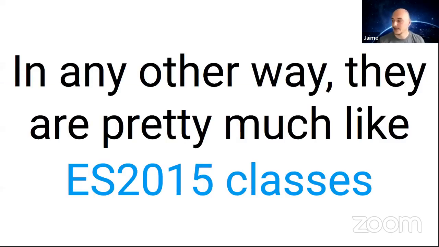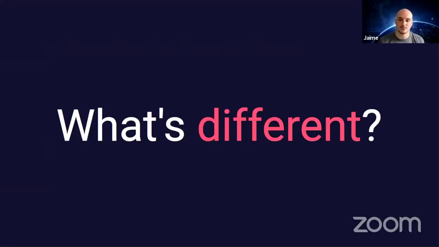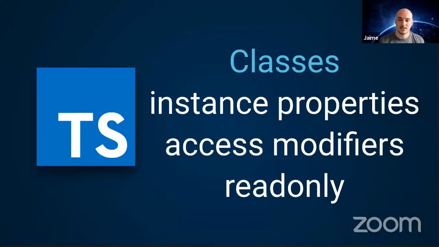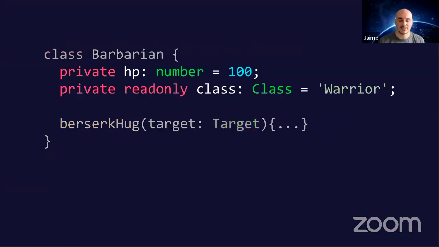In other ways, they're pretty much like ES6 classes. So what is the difference? Instance properties, access modifiers, and readonly. Here we have an example of how we have these members. These things are coming to JavaScript eventually. Now we have support for private members in JavaScript.